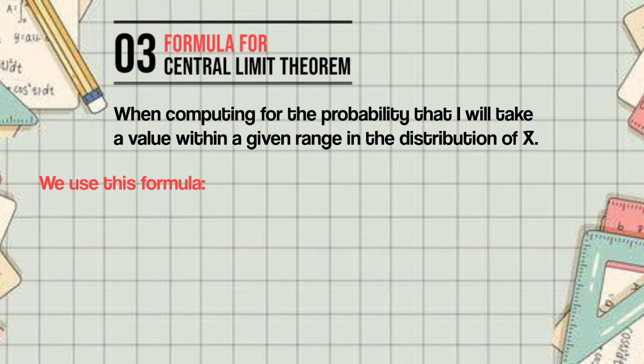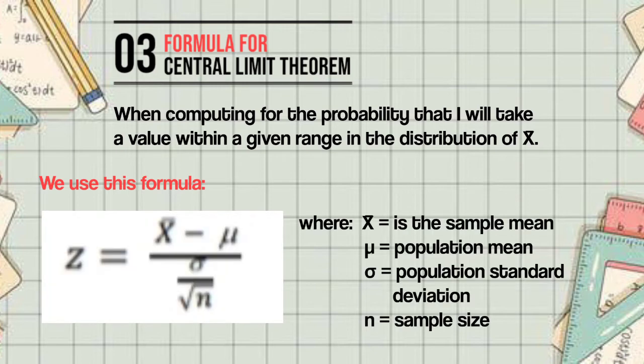So on the third part, we have the formula for central limit theorem. When computing for the probability that x will take a value within a given range in a distribution of x̄, we use this formula: z equals x̄ minus μ over σ over the square root of n, where x̄ is the sample mean, μ is the population mean, σ is the population standard deviation, and n is the sample size.